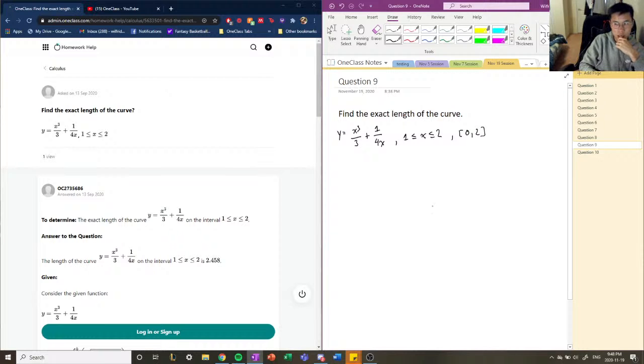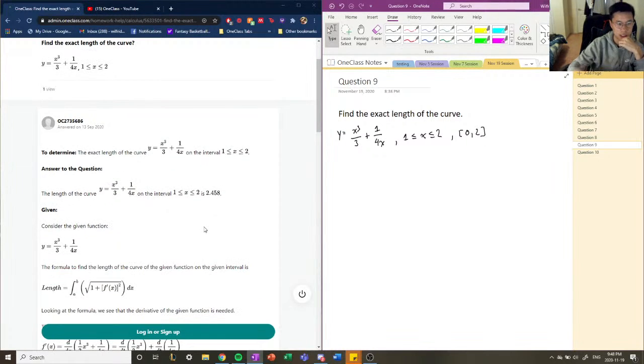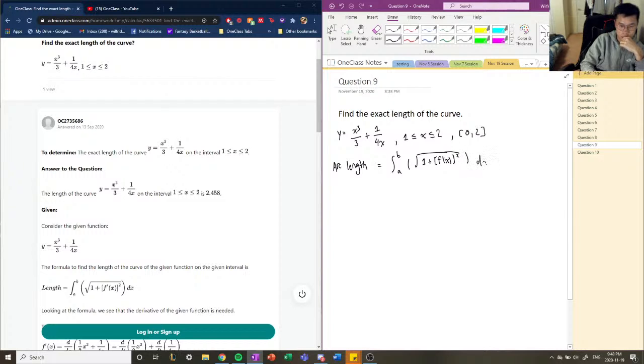I'm not going to go into the proof of how to find the formula for calculating the length of a curve, but the formula as established by the junior tutor is this. We call it arc length, and it equals the definite integral over the interval a to b of the square root of 1 plus the derivative of f(x) squared, dx. This is the formula for calculating the arc length.